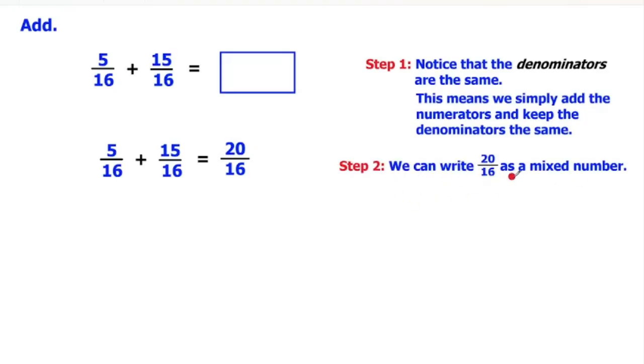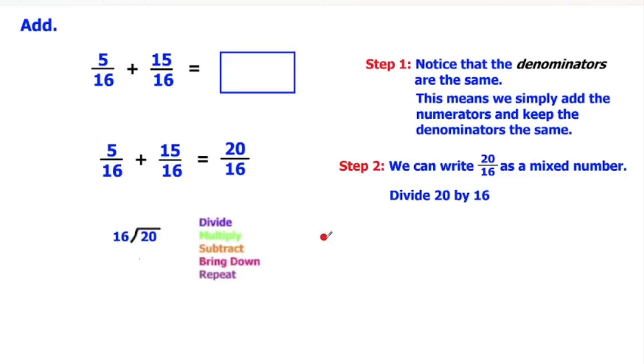Now we can write 20 over 16 as a mixed number. So we divide 20 by 16, which is what it's telling us to do right here. Let's do that the traditional way using this method. So 16 into 20. We're going to use our method here: divide, multiply, subtract, bring down, and repeat. So how many times does 16 fit into 20? We're dividing now. 16 fits into 20 only once.